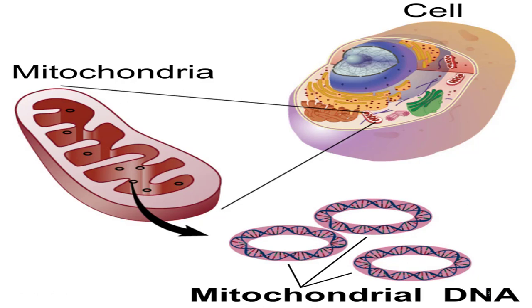Dear students, remember that this DNA is composed of 37 genes. These 37 genes code for 2 ribosomal RNA, 22 transfer RNA, and 13 polypeptides. And these mitochondrial DNA encoded polypeptides are all subunits of enzyme complexes of oxidative phosphorylation.